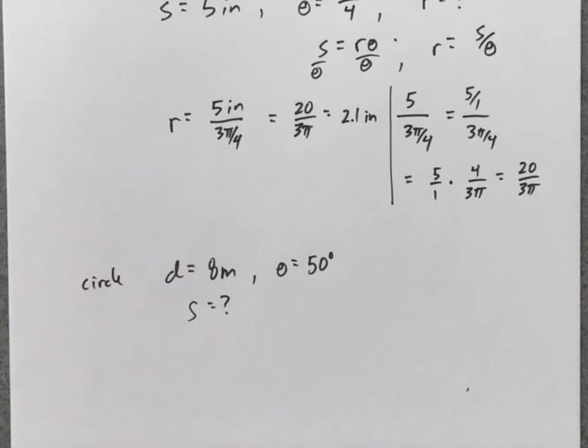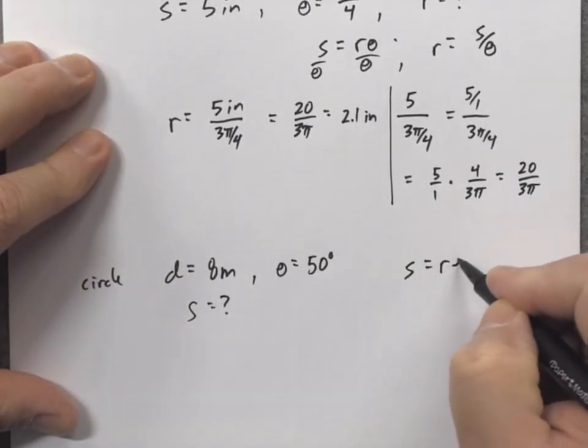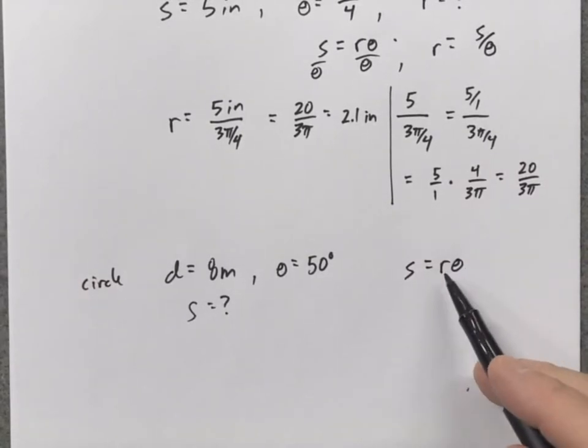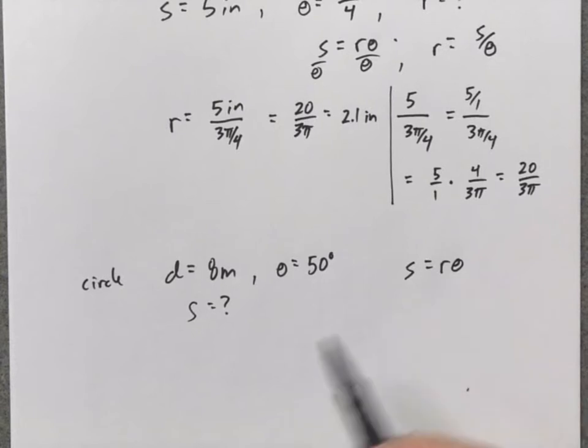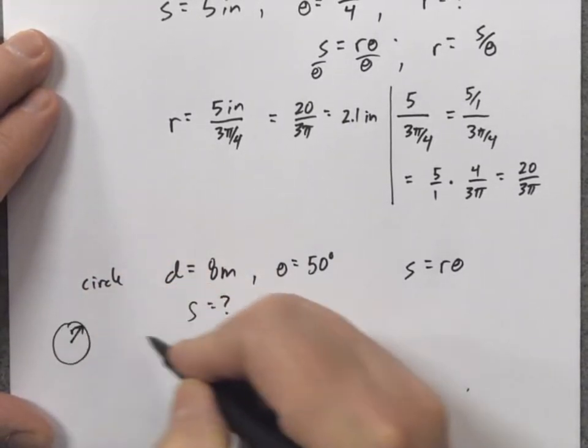Now a couple tricky things here. First of all, let's look at our equation. S equals r theta. R is the radius. It's interesting, they don't give me the radius, they give me a diameter. Hopefully you remember in a circle, there's the radius.